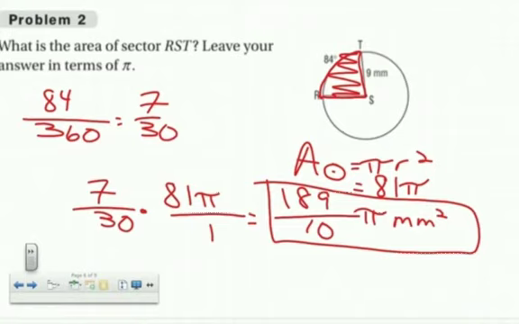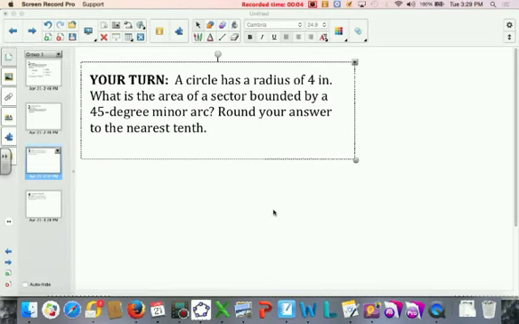And if you were doing this as a proportion, what you would have is 7 over 30. Here, let me show you. You would have 7 over 30 equal to x over 81 pi. You get the same answer in the end. Okay? Your turn below.